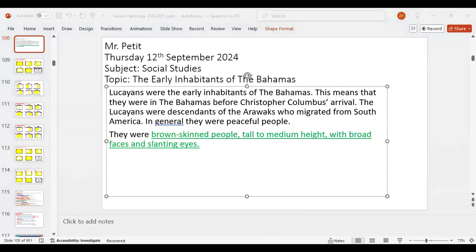Okay, good. So, Amari, what color were the Arawaks? Brown skinned. Brown skin. And Alex, describe their height. They were tall to medium height. Tall to medium height. And Ajani, describe their faces. They had broad faces. Broad faces, very good. And Jamaya, are you there? Yes, sir. Can you tell me about their eyes? They had slanting eyes. Slanting eyes, very good.